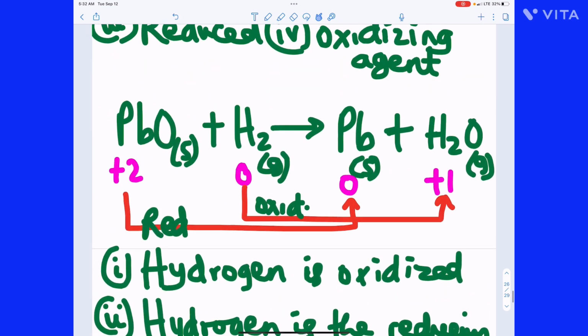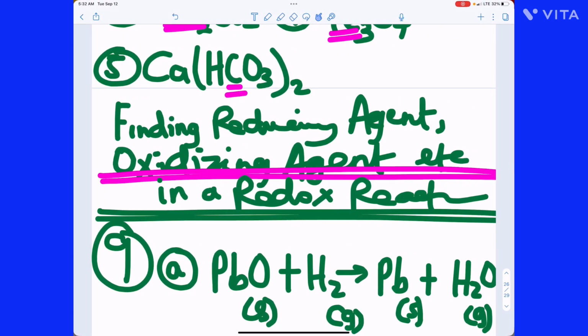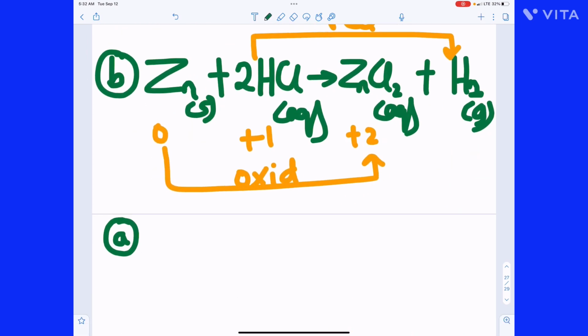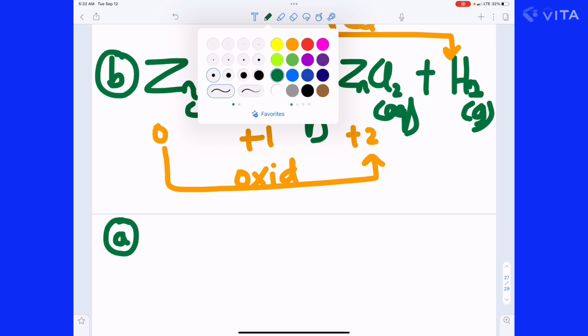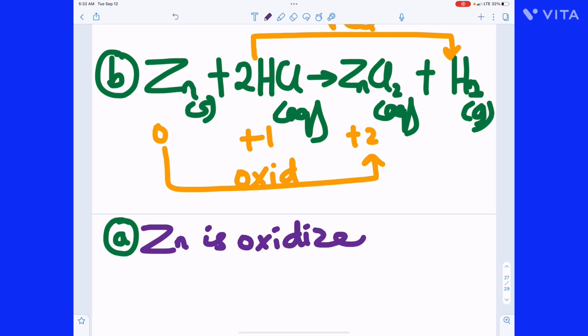We should write what substance is oxidized. What substance is oxidized here? We said the oxidation number of zinc went from 0 to +2. So zinc is oxidized, because its oxidation number changed from 0 to +2. Can you see that? The oxidation number of zinc changed from 0 to +2.